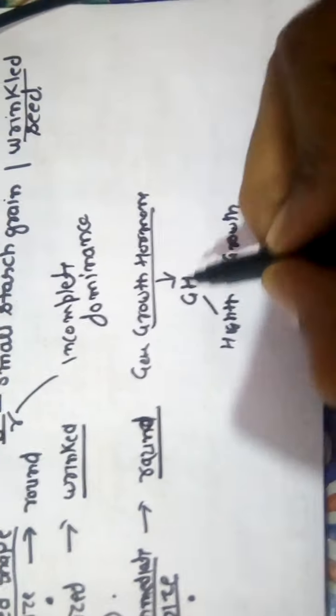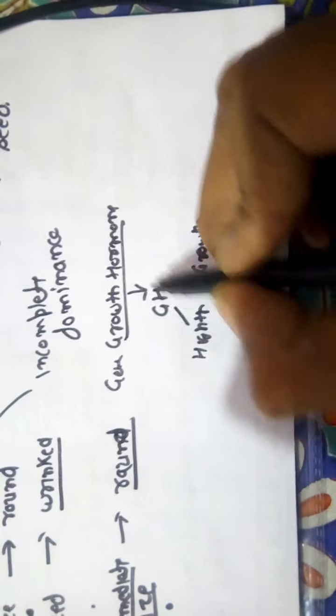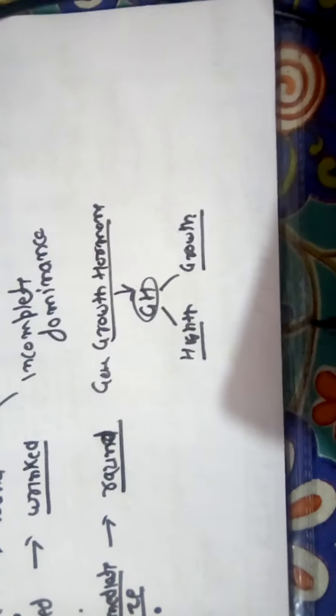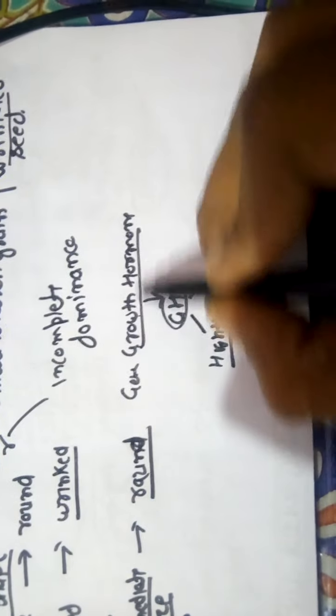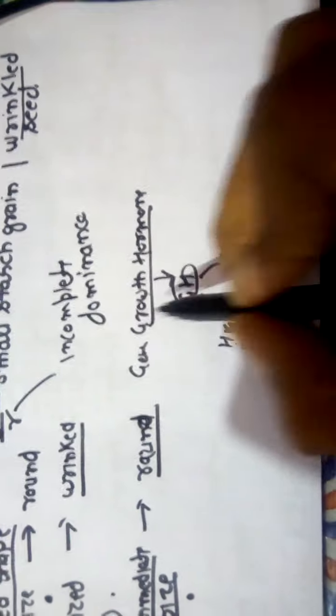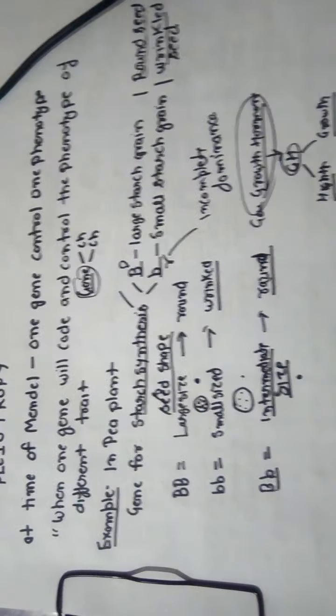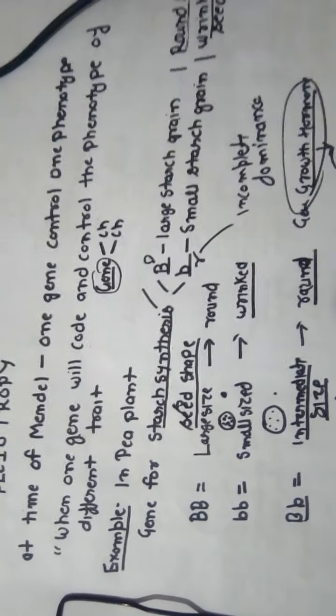Here you can see the single gene, the gene for growth hormone, is synthesizing the growth hormone, and due to that growth hormone different characters of your body are controlled. So here you can see the gene for growth hormone is controlling different characters of your body, so it is a pleiotropic gene. So these are the examples of pleiotropic genes, that means the genes that are coding for more than one character.